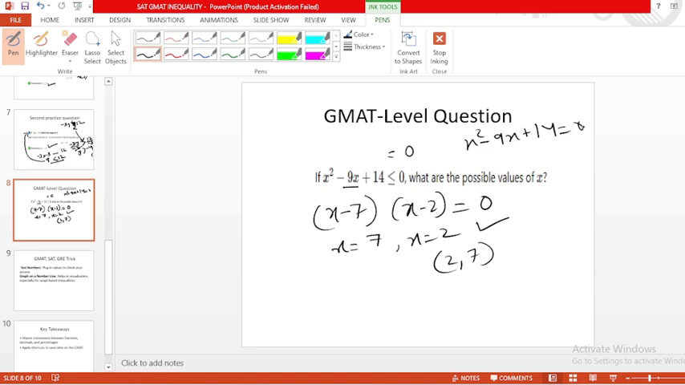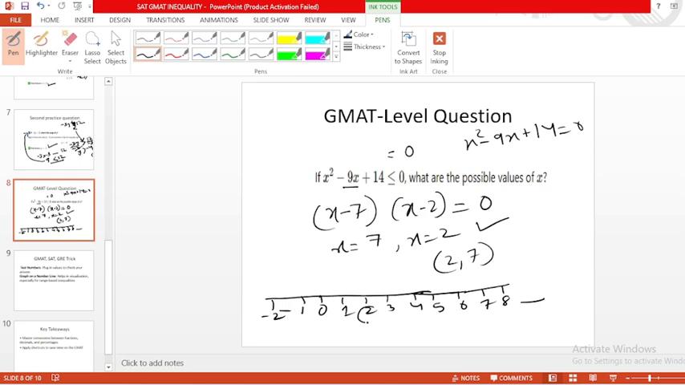Yes, I know that you know how to solve the quadratic equation. But now how to solve this inequality? See, now I just draw a number line: 0, 1, 2, 3, 4, 5, 6, 7, 8, and on. Here are the negative numbers, minus 1, minus 2. Where are your two solutions? One solution is here, the second solution is here.